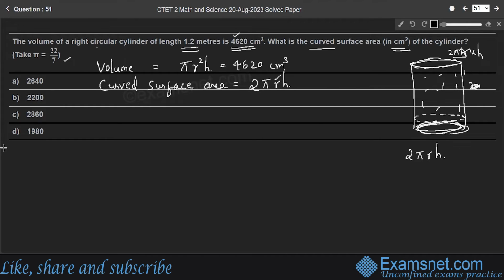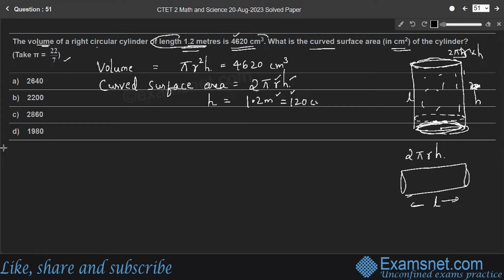For that, we need the base radius of the cylinder and the height of the cylinder. Here the length of the right circular cylinder is given. Length itself is the height of the cylinder. If it is kept horizontally, it becomes length. If it is kept vertically, it becomes the height of the cylinder. Both are the same. Here the length or h, we can consider as 1.2 meters. Since the volume of the cylinder is in terms of centimeter cube, we will convert the length of the cylinder into centimeters. So 1.2 meters is 120 centimeters, right?